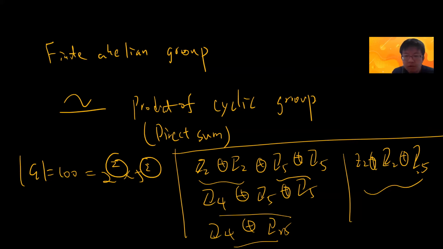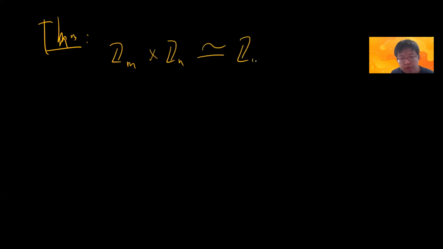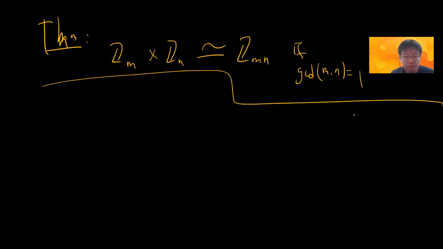Okay, so let me just talk about the Euler phi function and also some results. Okay, so the theorem, which I think is very old, from ancient times, 2,000 years ago, is that the cyclic group Zm direct sum the cyclic group Zn will be isomorphic to Zmn if m and n are co-prime to each other. Okay, so this is a theorem that I want to tell you. Okay, so let's give it a proof.